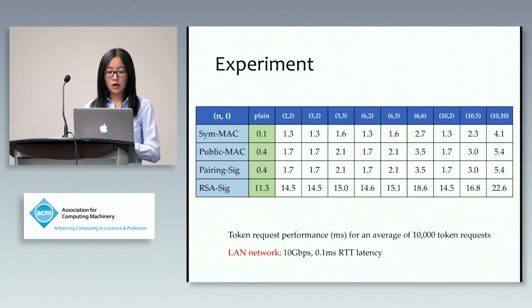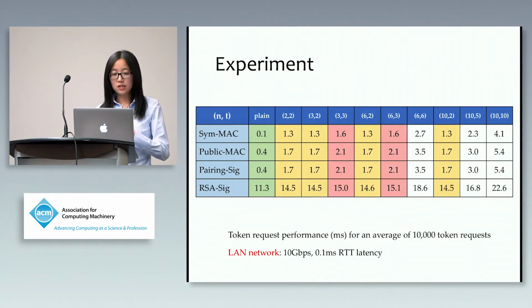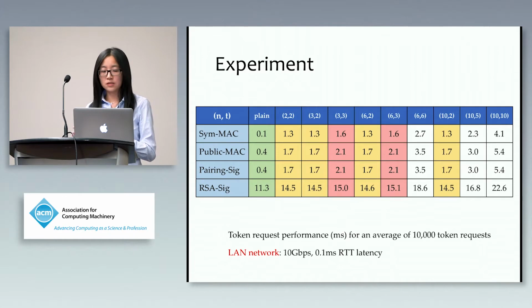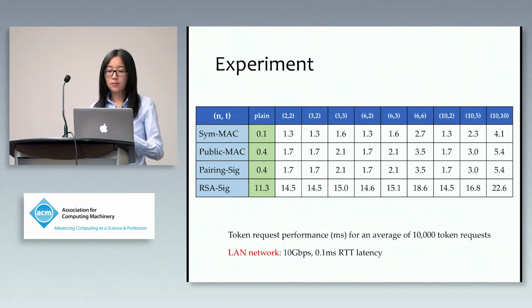If you look at this table, one observation is that if you look at the yellow columns with threshold 2, the numbers are roughly the same. And if you look at the red columns with threshold 3, the numbers are also roughly the same. So we concluded that only the threshold number matters. The total number of servers doesn't affect the performance. And then comparing our PASTA protocol with the plain setting, you can see there is a reasonable constant multiplicative overhead in terms of the performance.